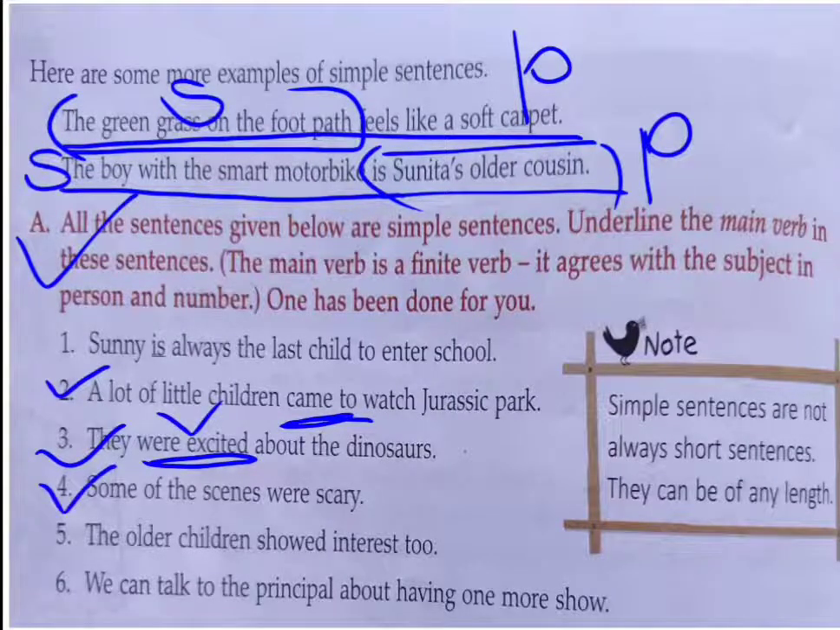Look at number 4. Some of the scenes were scary. What is the main verb here? Here, some of the scenes is the subject. Were scary is the predicate. But what is the main verb here? Only were. So here the verb is only were. The older children showed interest too. The older children is the subject. Showed interest too is the predicate. What is the main verb here in the predicate?